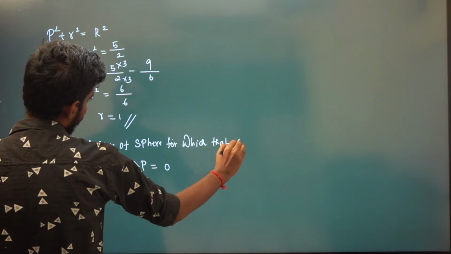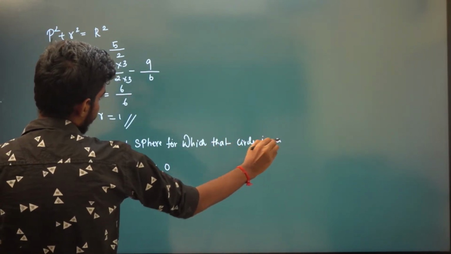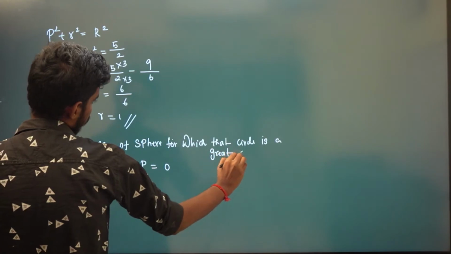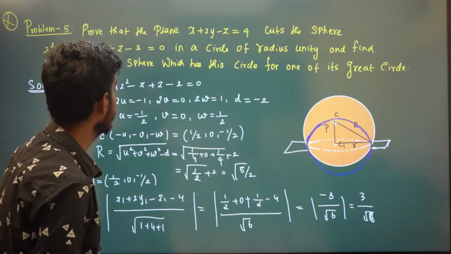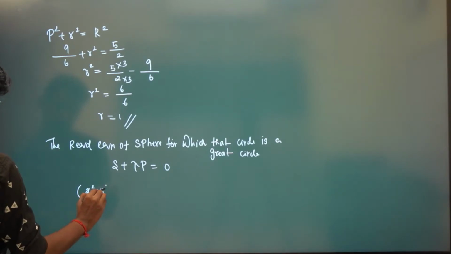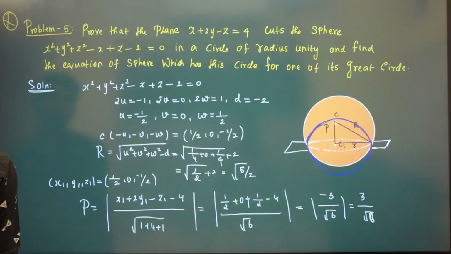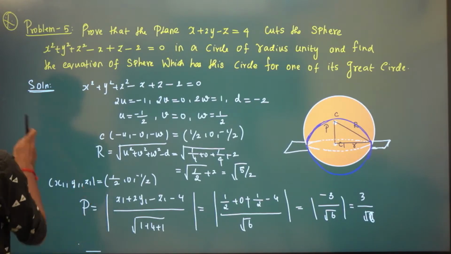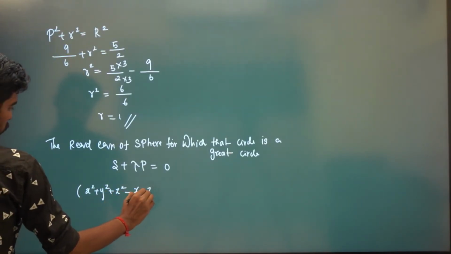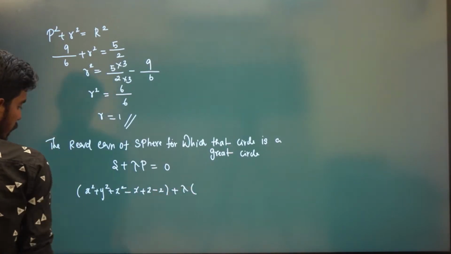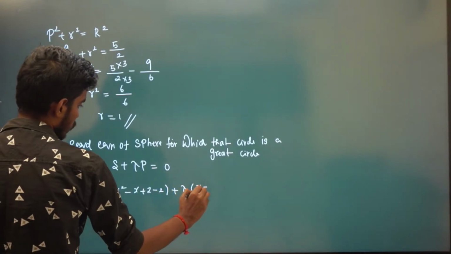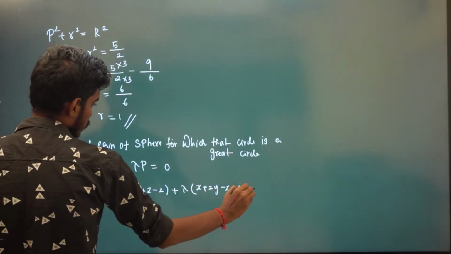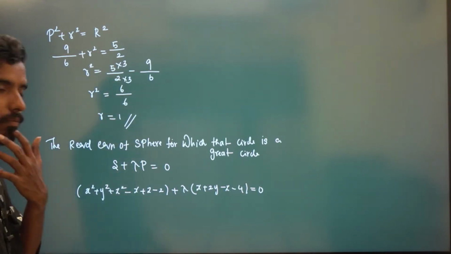For which that circle is a great circle. That is given by this. So what is S plus lambda P? S is x square, y square, z square minus x plus z. Lambda times plane is x plus 2y minus z. So if I find lambda, the problem will be over.